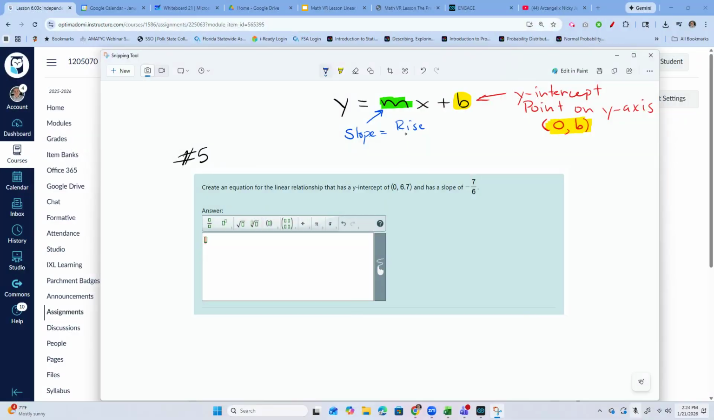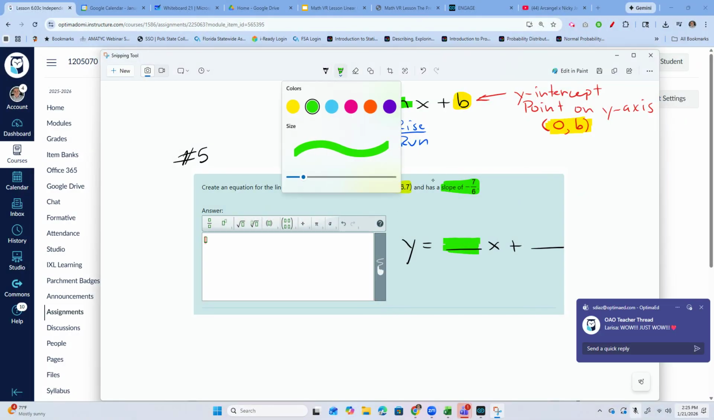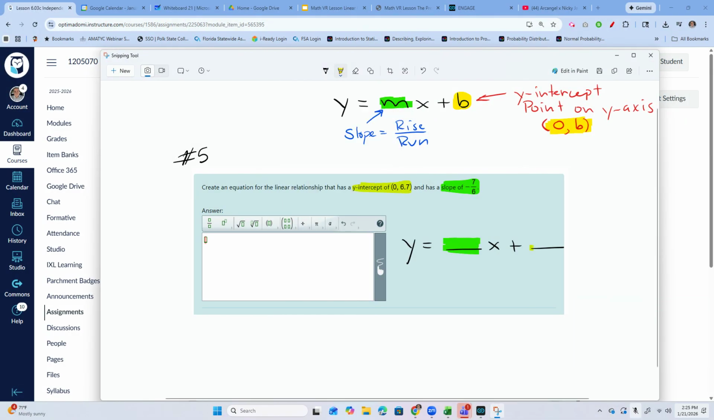Okay? So when you start reading this problem, you're going to find out, look, they gave you the y-intercept. See? They gave it to you. And they also gave you the slope. Look, the slope. They gave it to you. So what I'm going to do when I write the equation of this line, that's going to look like this, y equal blank x plus b, where the blank space highlighted in green is the slope, and the blank space highlighted in yellow is my y-intercept.